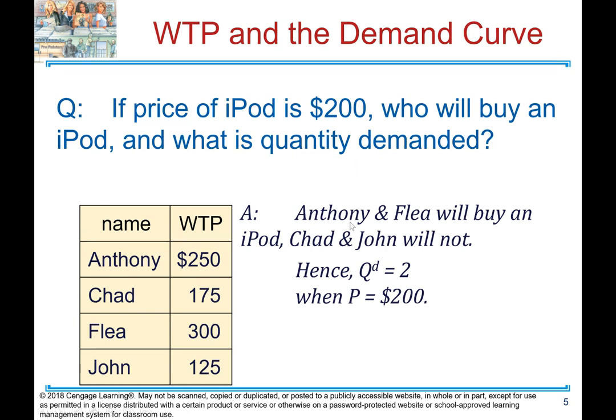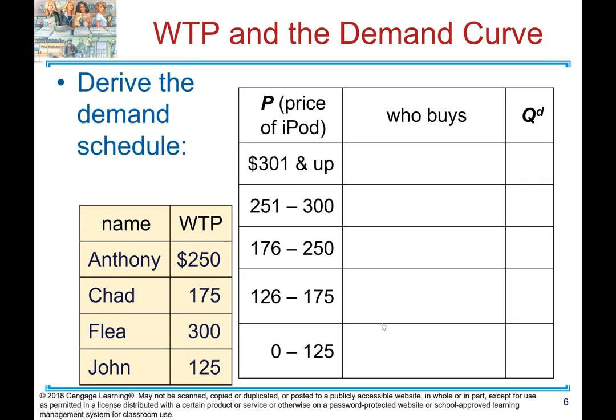Okay. Anthony and Flea will buy an iPod. Chad and John will not. So how many will be demanded? 2 iPods will be demanded when the price is $200. Because Anthony's willingness to pay is $250, which is higher than the price of an iPod, and Flea's willingness to pay is $300, so these two will buy an iPod that costs $200.